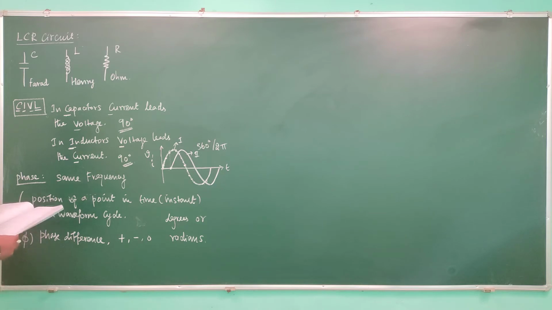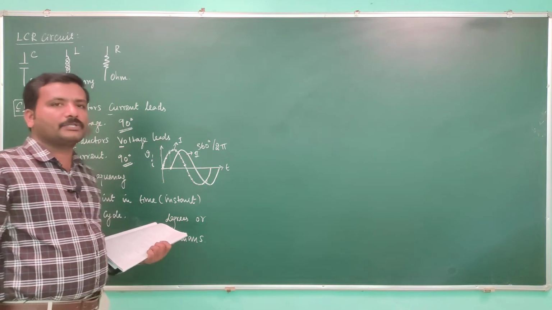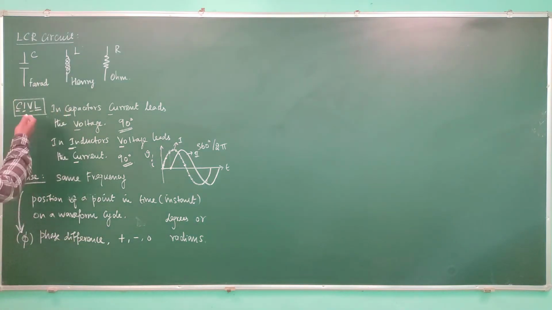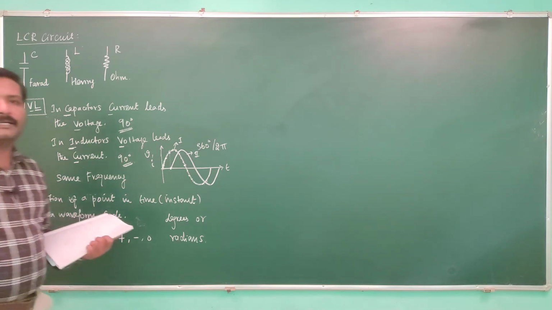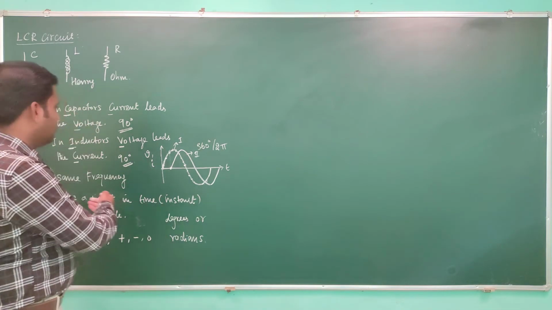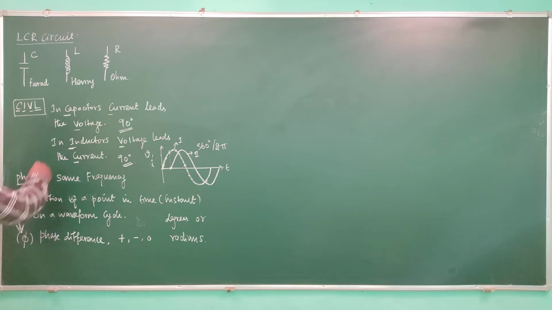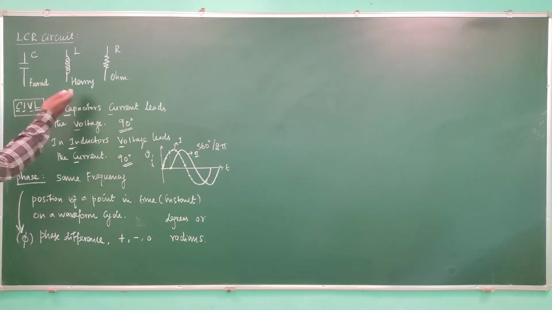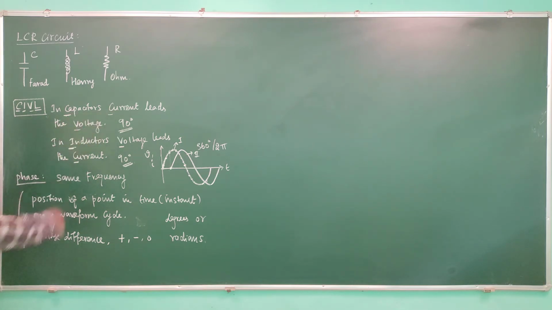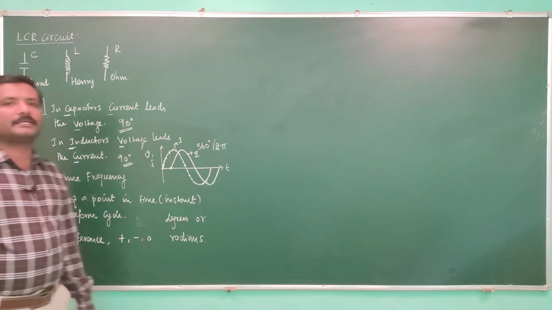Actually, a circuit consisting of a capacitor, inductor and resistor, if it is driven by alternating current, then we have said the output is controlled by the capacitor, inductor and resistors, and because of the presence of capacitor and inductor, current may lead the voltage or voltage may lead the current.